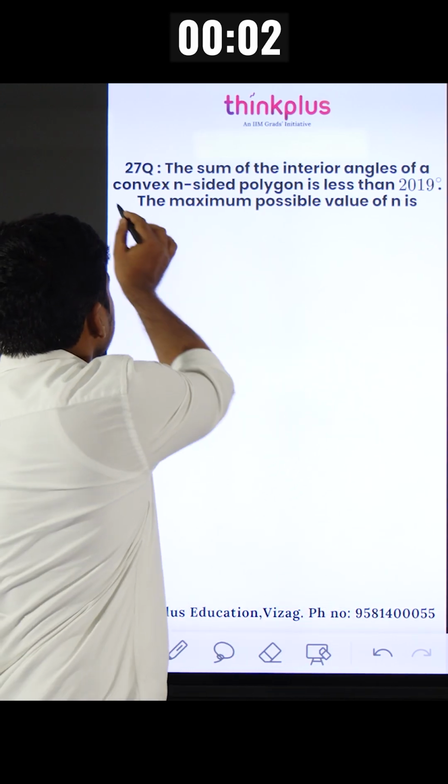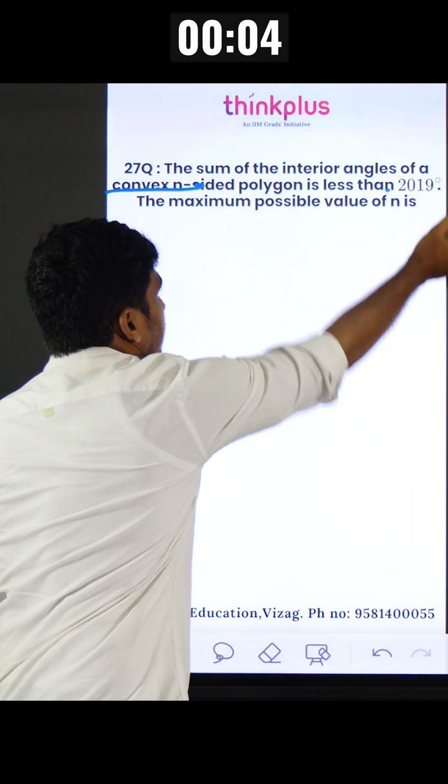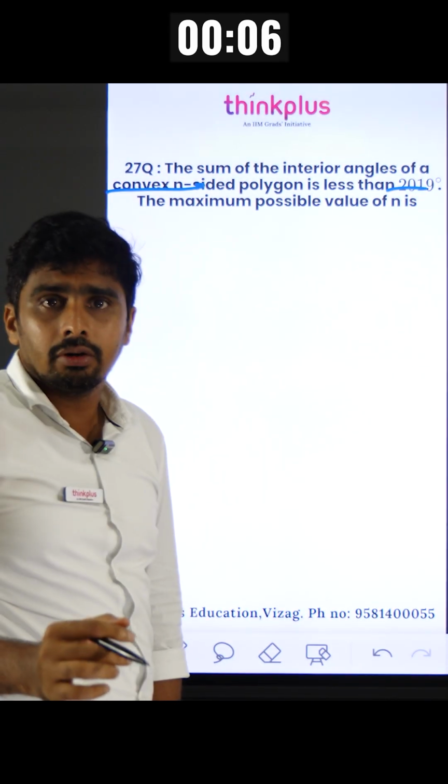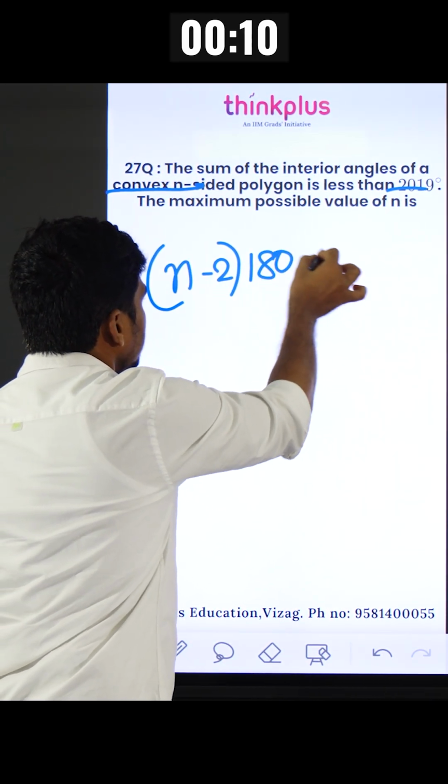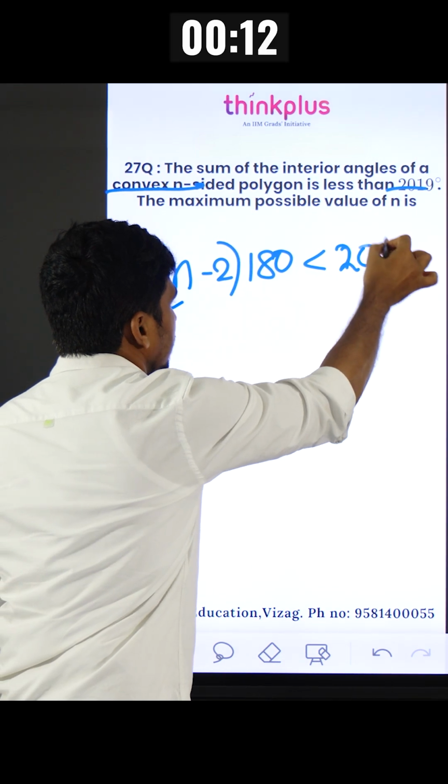The sum of the interior angles of a convex n-sided polygon is less than 2019. In any convex polygon, the sum of the interior angles is (n − 2) × 180. This number should be less than 2019. That is what is given.